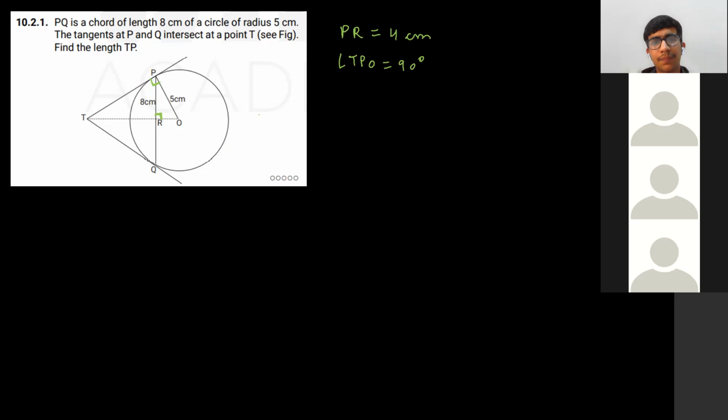Angle ORP will also be equal to 90 degrees. So first I'll apply the Pythagoras theorem in triangle ORP. In triangle ORP, we have R as 90 degrees, so I can apply the Pythagoras theorem. I'll have OP whole square is equal to PR whole square plus RO whole square.